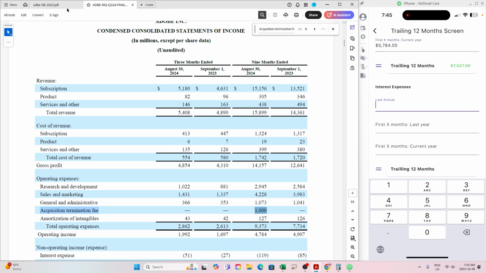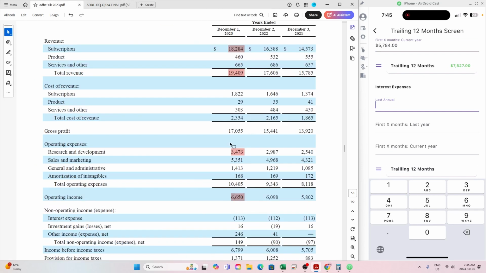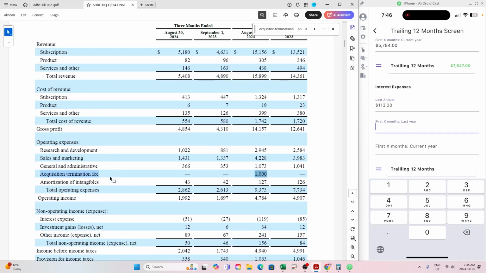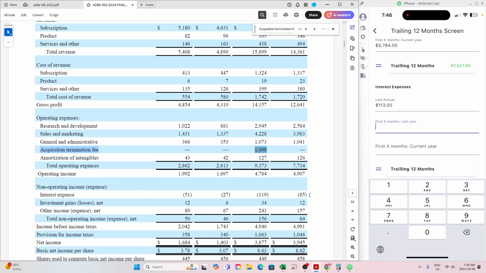Next one is interest expense. Interest expense for last year was 113 million. The first 9 months of last year was 85, and first 9 months of current year 119.